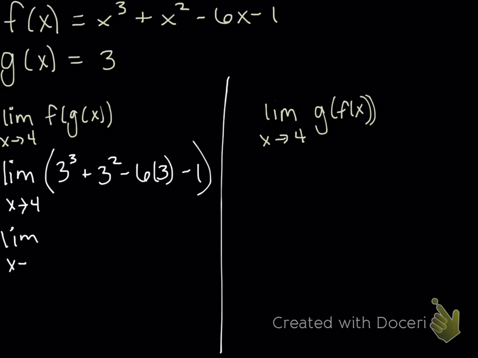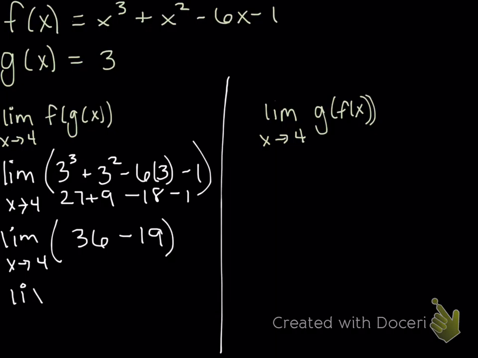So the limit as x approaches 4, we're going to get 27 plus 9 minus 18 minus 1. 27 plus 9 will put us at 36, minus 19. So the limit as x approaches 4 is going to be 17. And since this is constant, the answer is 17. No matter what I plug in, there's essentially nowhere to plug x in, so the answer is just going to be 17. I have a y value of 17.